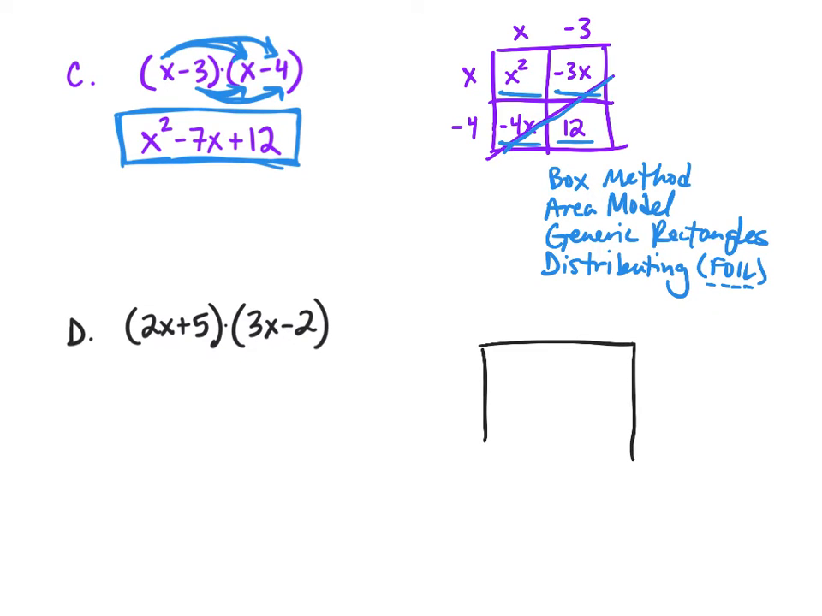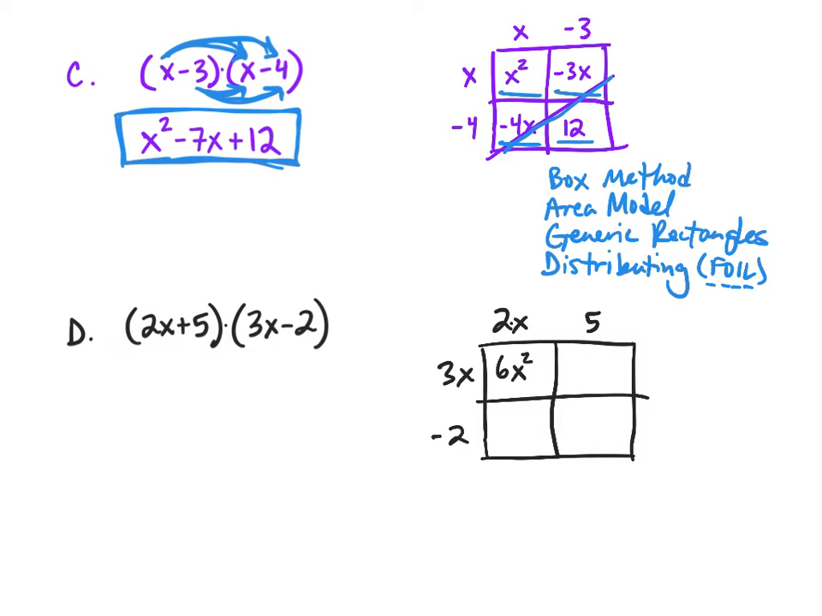Maybe if you had Mrs. Swanson. Cool, we got 2x and then plus 5, so I'm just going to put a positive 5 the same way I put a positive 2x. And I have 3x and negative 2. Multiply them, 2 times 3 is 6. X times x is x squared.